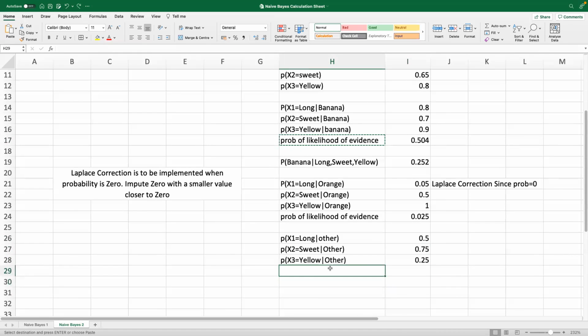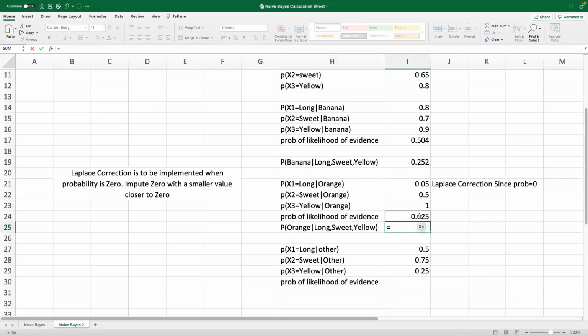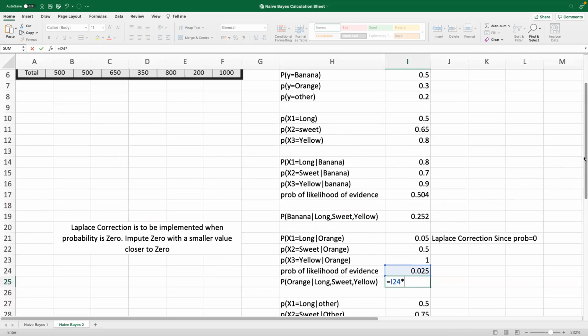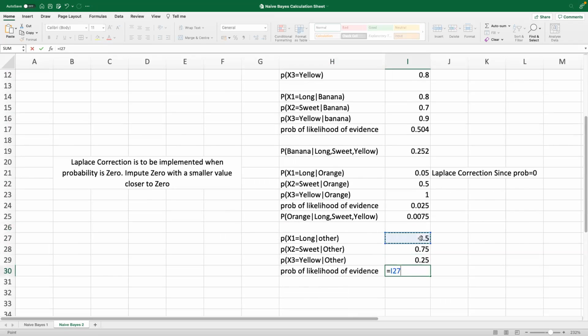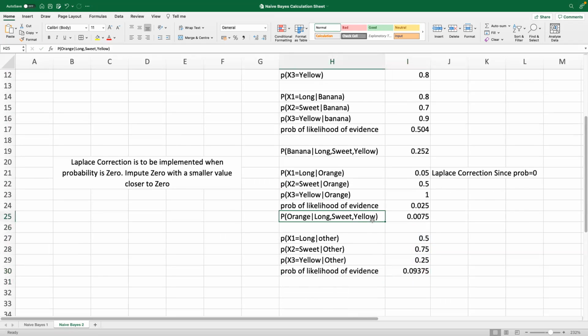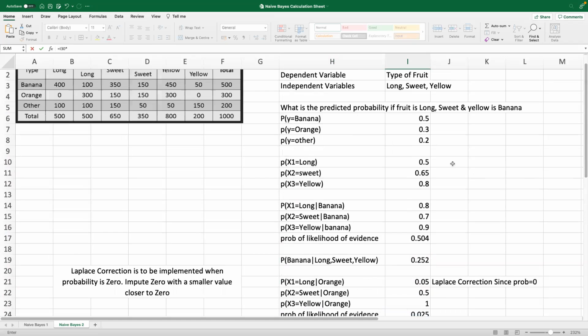Oh, sorry. Actually, we didn't calculate the other one here. We have to calculate this also, right? Let me just move them down. So probability of orange given long, sweet is equal to 0.025 into the probability of orange, which is 0.075. Probability of likelihood of evidence is 0.5 into 0.75 into 0.25. Probability of other given it is long, sweet and yellow is equal to this into probability of y is equal to other, 0.187.